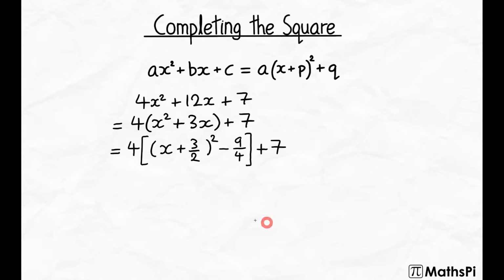Now what we want to do is get rid of these larger brackets by multiplying the 4 into these terms. Multiplying the 4 against this term here is just going to place the 4 in front of the bracket, which I'll show you here. 4, open bracket, x plus 3 over 2 squared, and multiplying negative 9 over 4 by 4 will just give you negative 9.